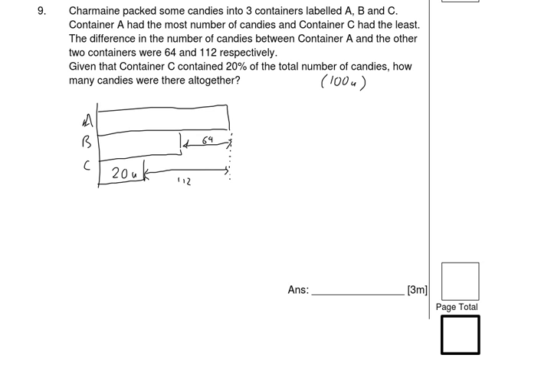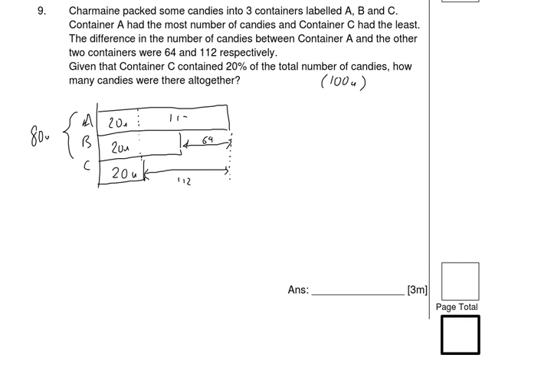So, let's mark up 20 units, 20 units. Okay, this is 112, right? But this is not 64. This is 112 minus 64, right? 112 minus 64. Okay? Equal to 48. Right, sorry it's a bit small.